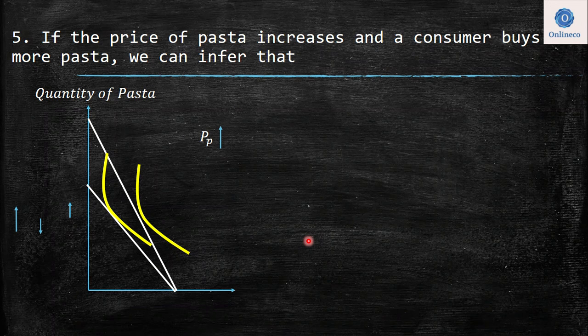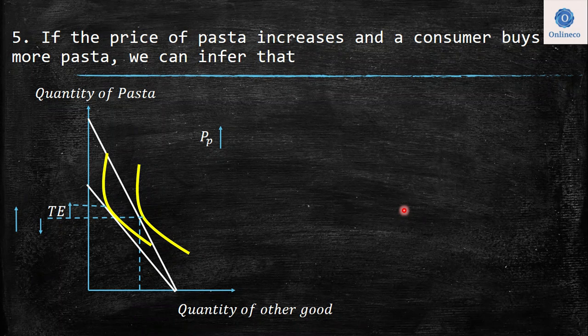So first, this is the situation. We have the quantity of pasta, which is the maximization, and the other axis is the quantity of the other good. It doesn't matter which is which at that time. Then when there is a change in the price, automatically the budget constraint gets flatter. Then imagine that this person consumes more pasta, so the consumption of pasta should increase.